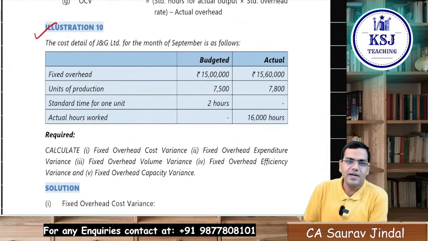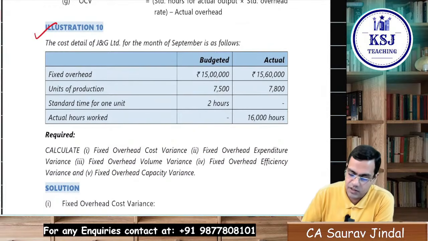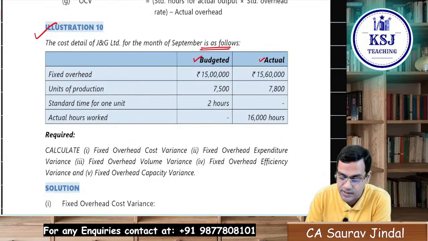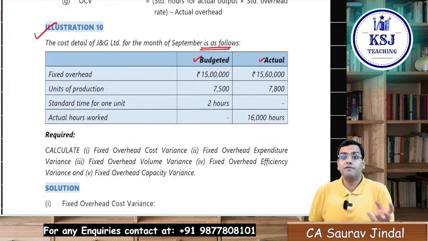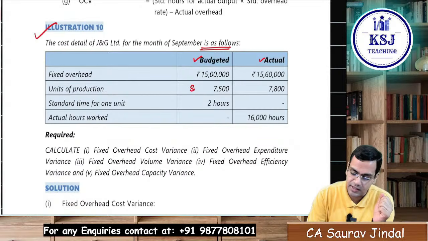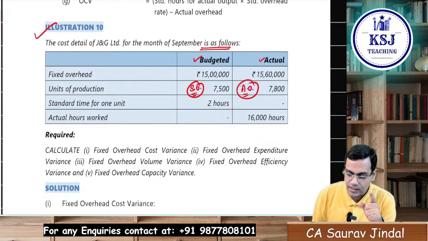The cost details of J&G Limited for the month of September are as follows. Budgeted is given and the actuals are given. Fixed overheads amount is given, units of production is given, that is the standard output is given and the actual output is given. This is your standard output and this is your actual output, right? Standard time for 1 unit is 2 hours, actual hours worked is 16,000 hours. Calculate all the fixed overhead variances.